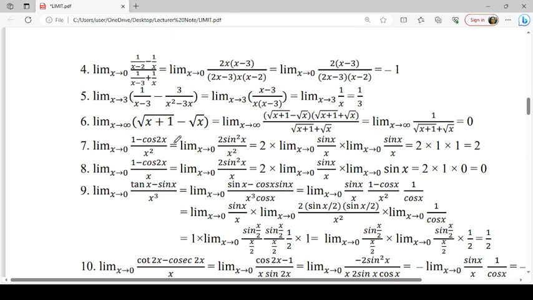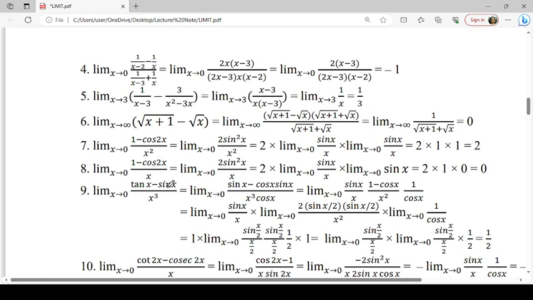Then number 7, you see 1 minus cos twice x by x square. So 1 minus cos, this is a trigonometric result, so this is 2 sin square x by x square. It is 2 into sin x by x, which we got in the previous case, so we are multiplying sin x by x with sin x by x. This limit is 2, this limit is 1, this limit is 1, so this is 2. Then this one, here it is x square, here it is x, so it is 2 sin square x by x. So here this limit is 0, because no x is in the denominator, so the value is 0.